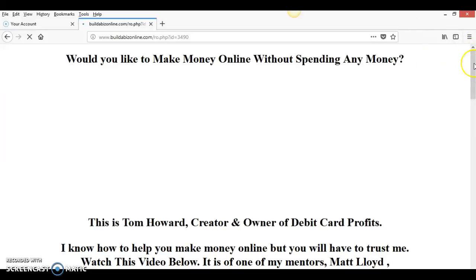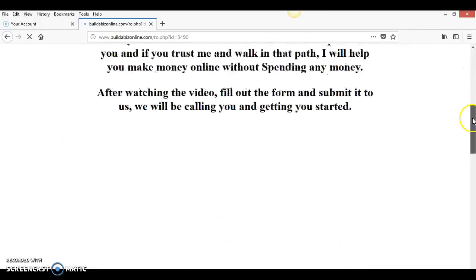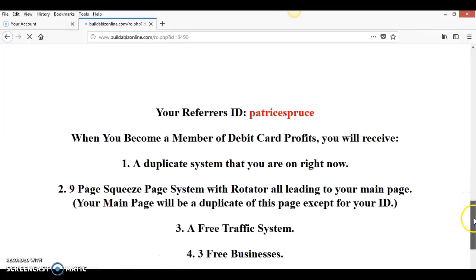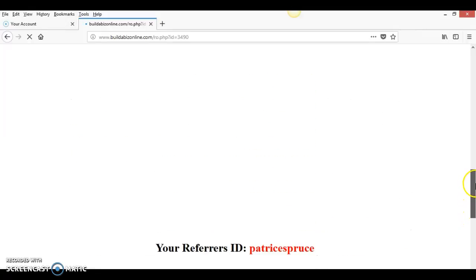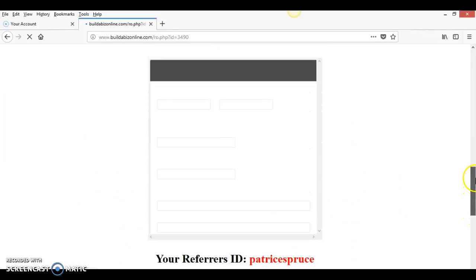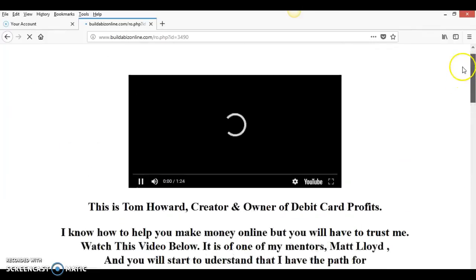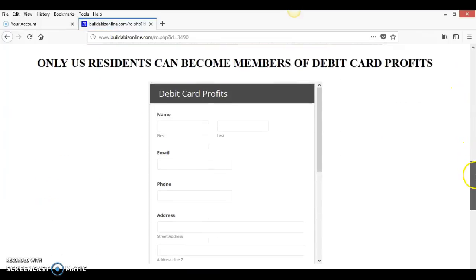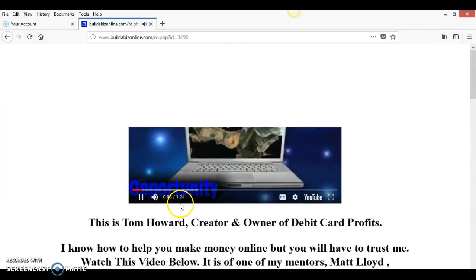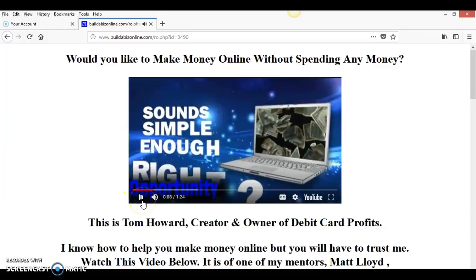debitcardprofits.net, it's going to open up one of the members' pages. Now, the first member's page that it opens up is Patrice Spruce. She is one of our newest members in the program. The neat thing about this rotator, because I've tested the form out, and whenever I put, hang on one second, let me stop that.